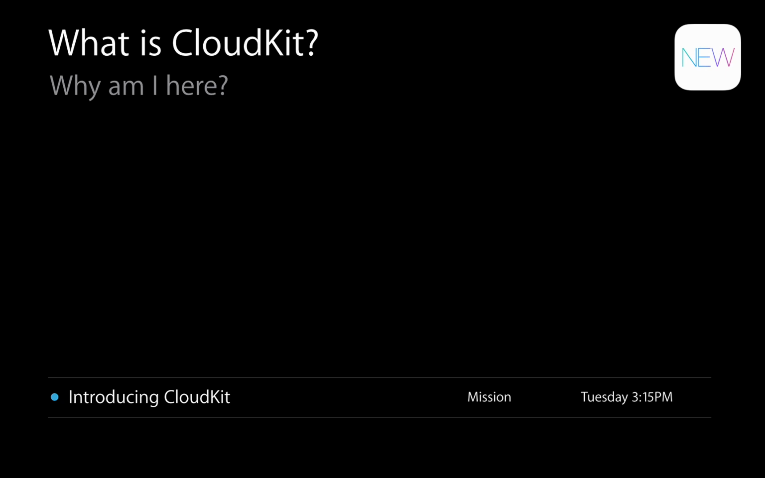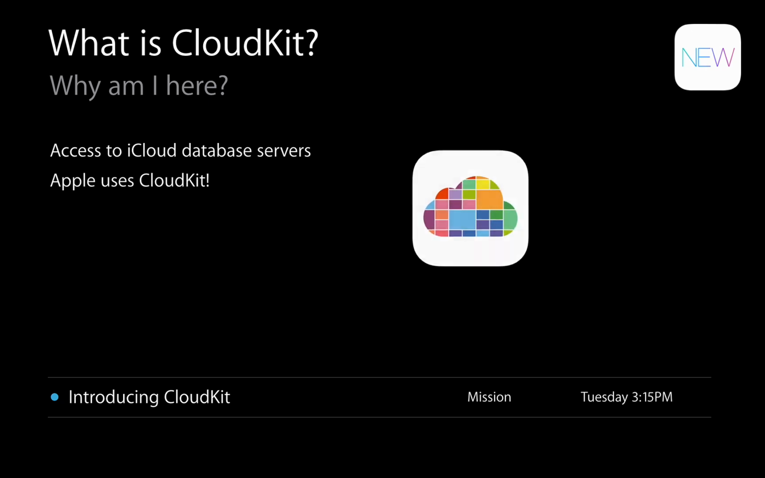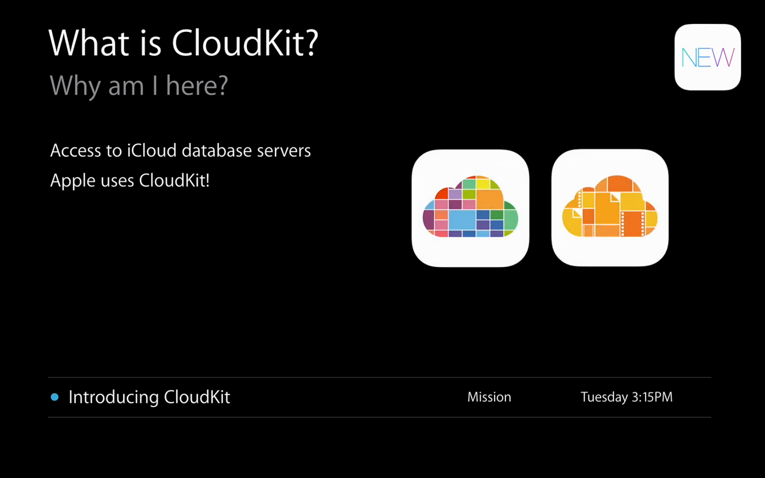So CloudKit is this thing that we've built on top of our iCloud servers. We've built a lot of iCloud services, and what we're doing with CloudKit is exposing those database servers that we use at Apple to all of you developers. So we're actually using this. This is something that we use in the new iCloud Photos and iCloud Drive feature that we're introducing, and we're building all of that on top of CloudKit.